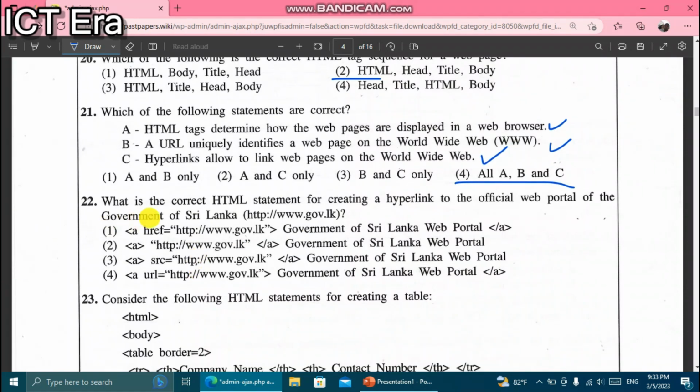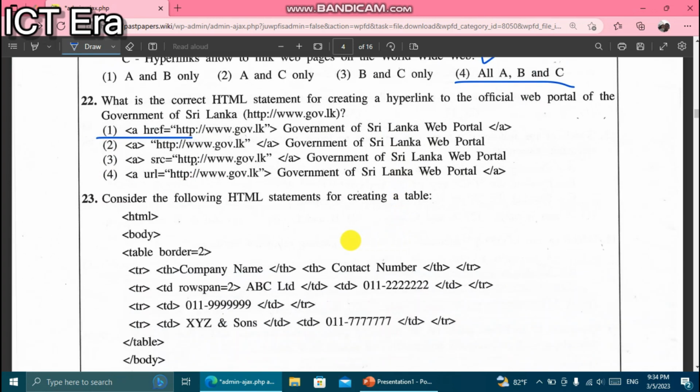Then 22nd question, what is the correct HTML statement for creating a hyperlink to the official web portal of the Government of Sri Lanka? So A, href, then the link, and then Government of Sri Lanka web portal, then closing it. First one is the answer.